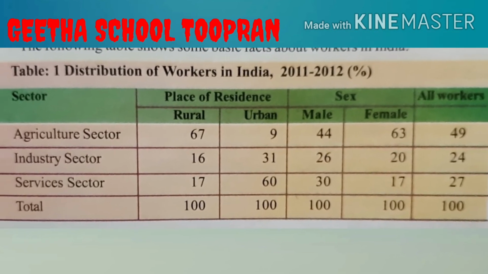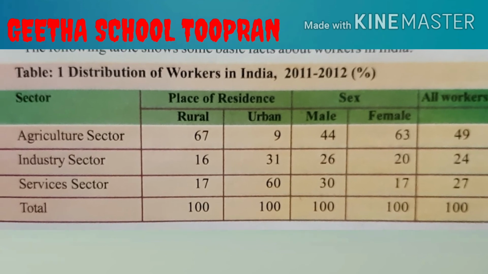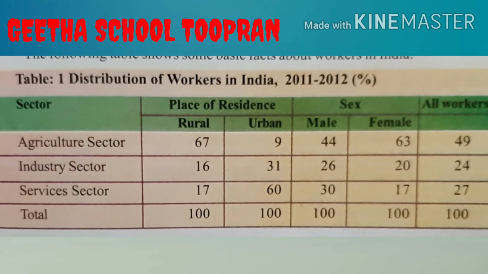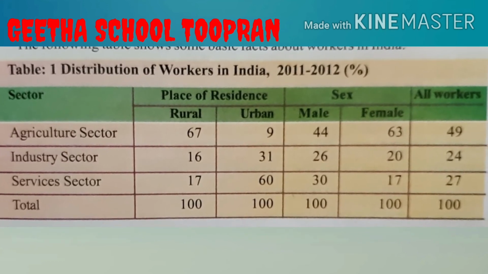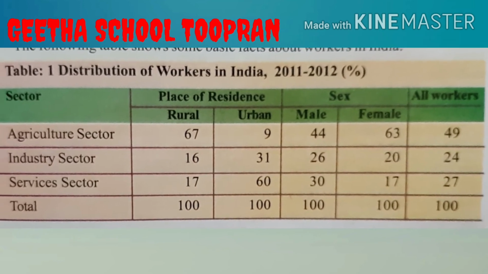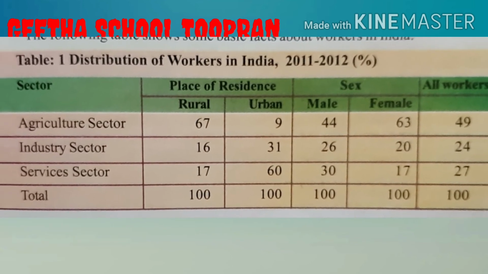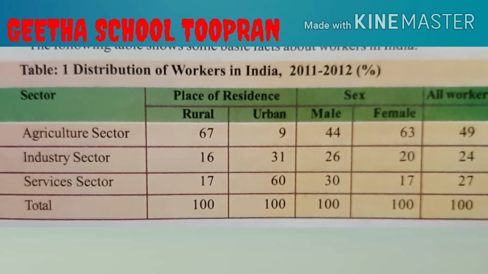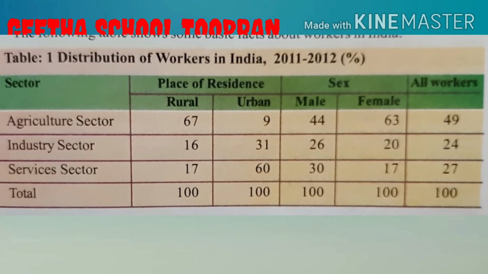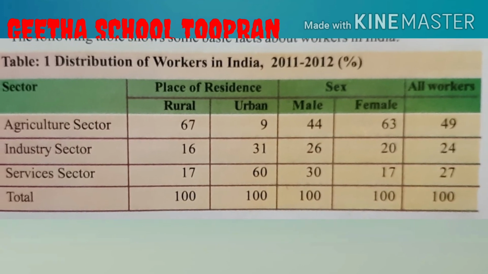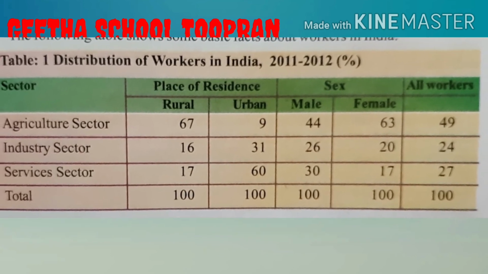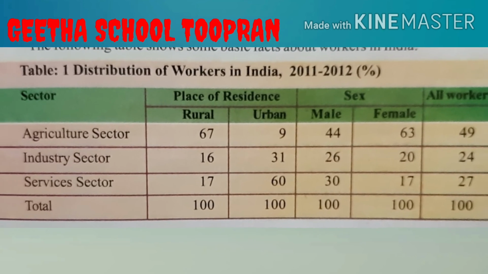Come to the industry sector. 16% of people in rural area are working in the industry sector. In urban area, it is 31%. In that, 26% are male and 20% female. Here also you can see, in urban area, most of the people are working in the industry sector. Male, female, you can see more male members are working in the industry sector.